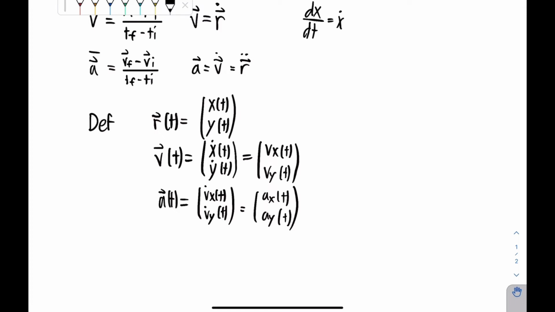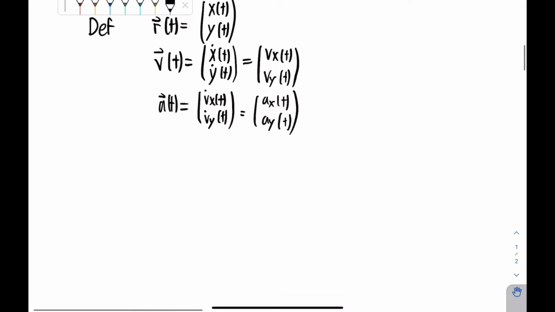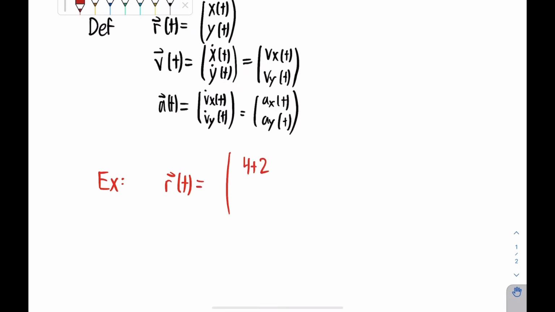Let's try an example. Let's say that r of t equals 4 plus 2t for the x component, 3 plus 5t plus 4t squared for the y component, and 2 minus 2t minus 3t squared for the z component.